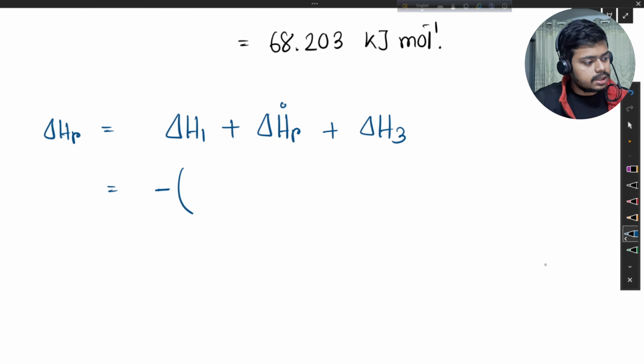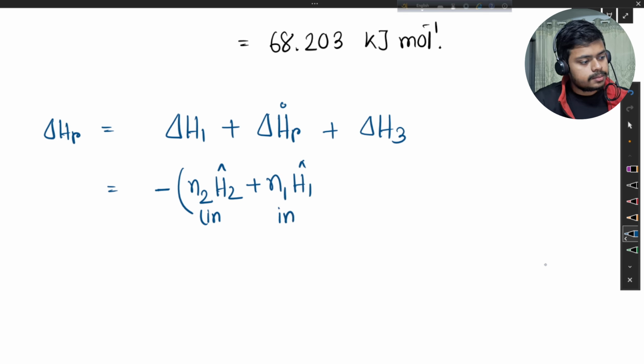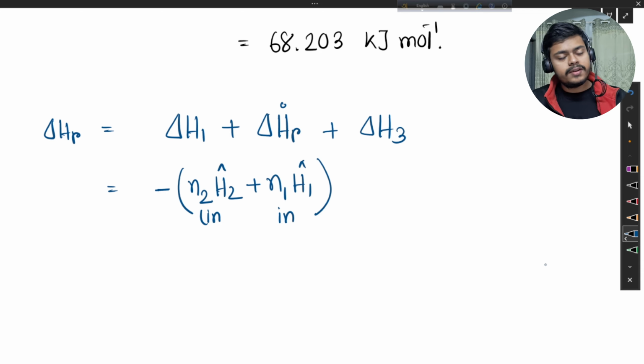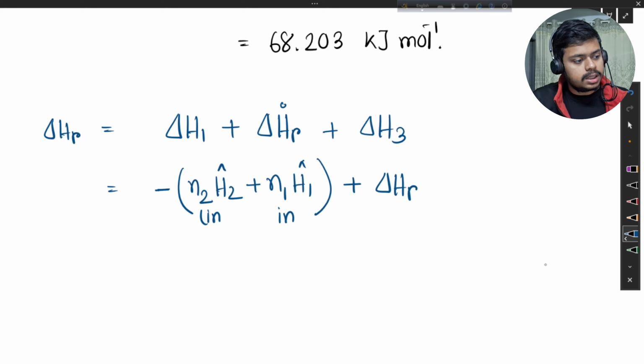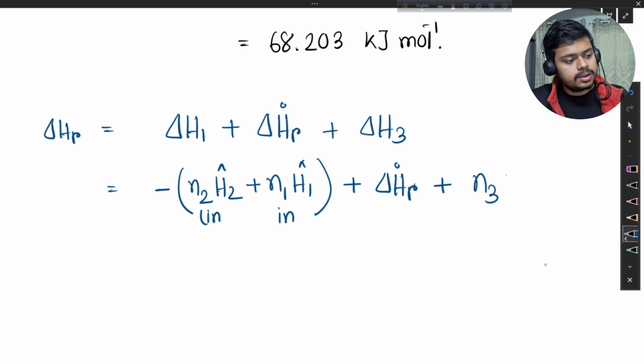So what we're basically doing is N2 H2 specific at input plus N1 H1 specific at input, and we're taking a negative there because we have calculated the enthalpy assuming that we are elevating the temperature from 298 Kelvin to 800 degrees Celsius. Then the heat of reaction value that we have gotten here, and then the H3 value, which is going to be N3 H3 specific at output.